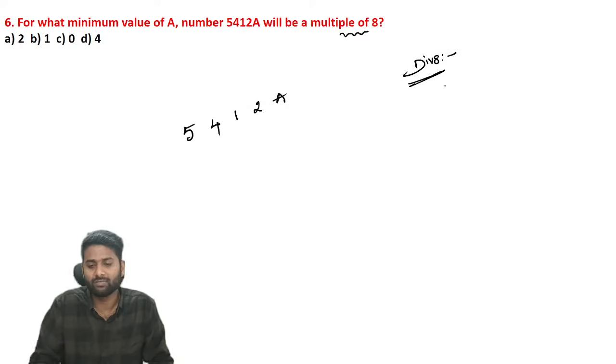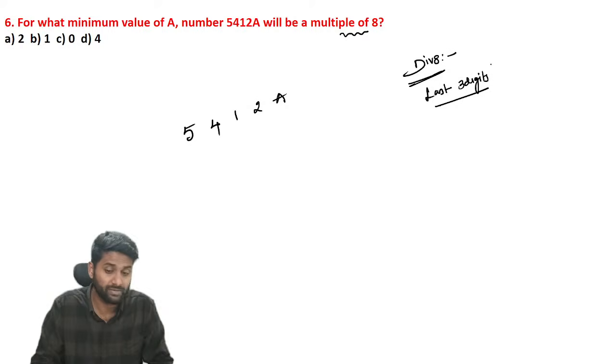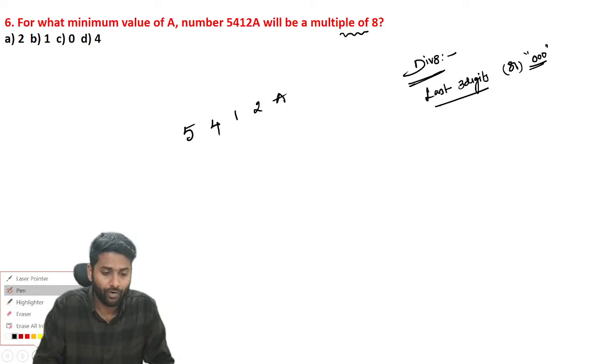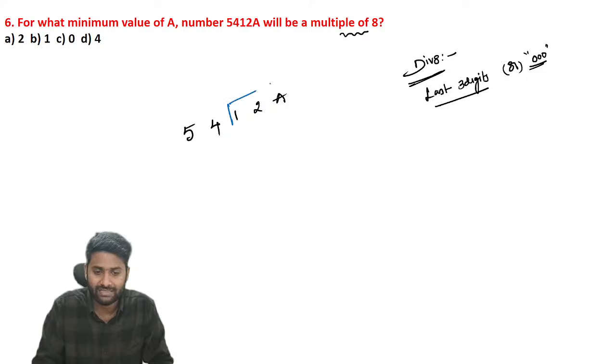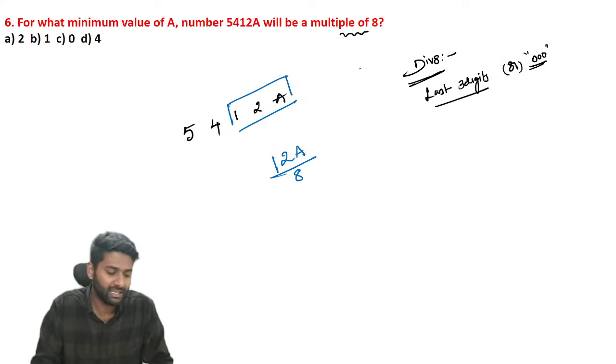As you know, the divisibility by 8 property says that if the last three digits are divisible by 8, then the entire number is also divisible by 8. Remember, guys, if the last three digits are divisible by 8, then the entire number is also divisible by 8. If the last three digits are zeros, then again the entire number is divisible by 8 itself. Now don't focus on the entire number, just pick the last three digits. Now see, if 1, 2, A is divisible by 8, then the entire 54,012A is also divisible by 8.